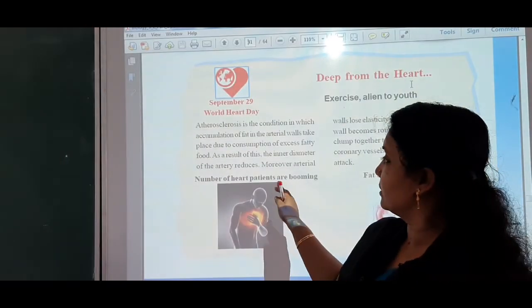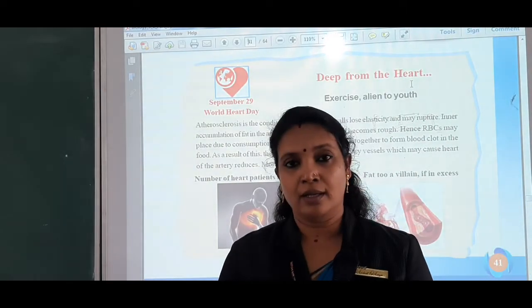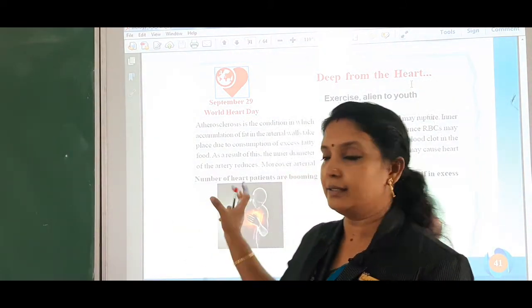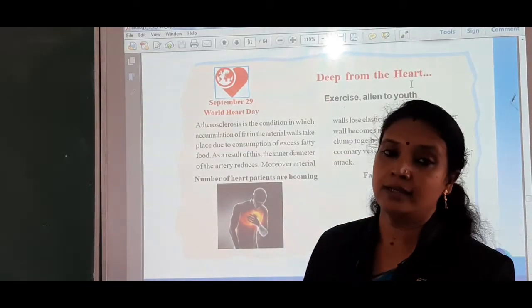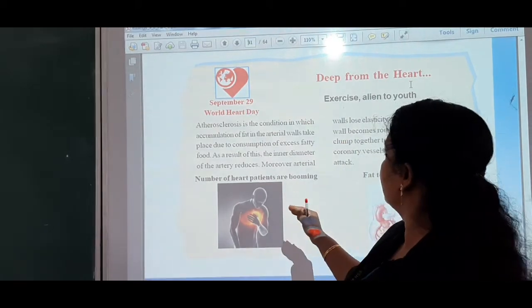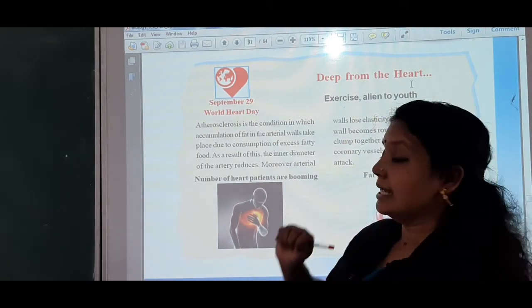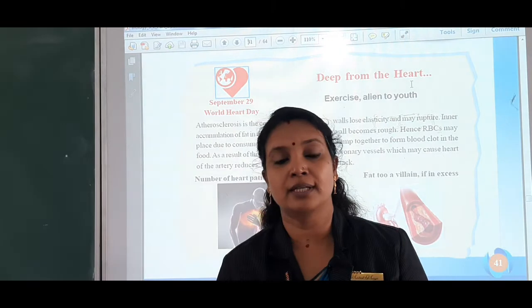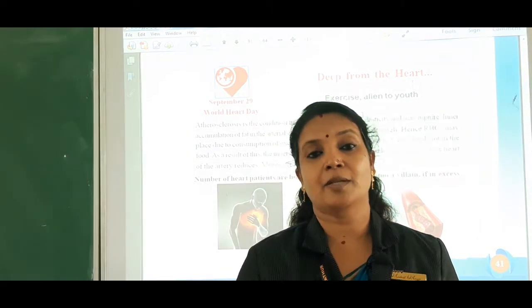Okay, so September 29th is World Heart Day. Okay, World Heart Day. അപ്പോൾ ഇത് ആക്ച്വലി ഒരു കുറച്ച് കുട്ടികൾ ചെയ്ത ഒരു വാൾ മാഗസീൻ്റെ നിന്ന് എടുത്തിട്ടുള്ള ഒരു ഭാഗമാണ് ഈ ടെക്സ്റ്റിൽ ഇവിടെ കാണിച്ചിരിക്കുന്നത്. ഓക്കെ, അതിൽ നിങ്ങൾക്ക് കാണാം ഡീപ്പ് ഫ്രം ദ ഹാർട്ട്, എക്സസൈസ് ഏലിയൻ ടു യൂത്ത്. എന്താണ് യൂത്ത്? ചെറുപ്പക്കാർക്ക് ഇപ്പോൾ എക്സസൈസ് ചെയ്യാനായിട്ടുള്ള സമയമില്ല, ഏലിയൻ, വളരെ ദൂരത്ത് കിടക്കുന്ന കാര്യമാണ് അല്ലേ.